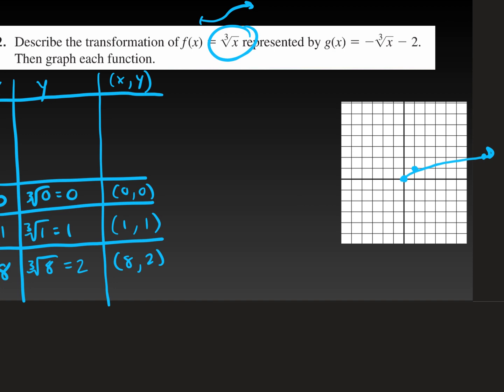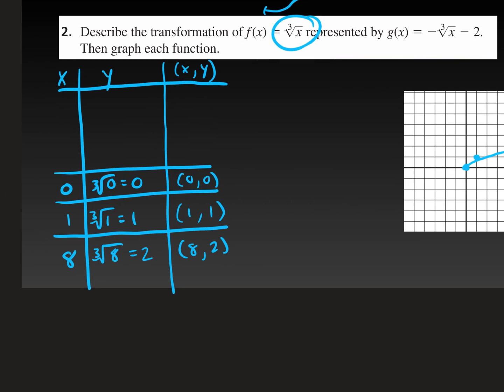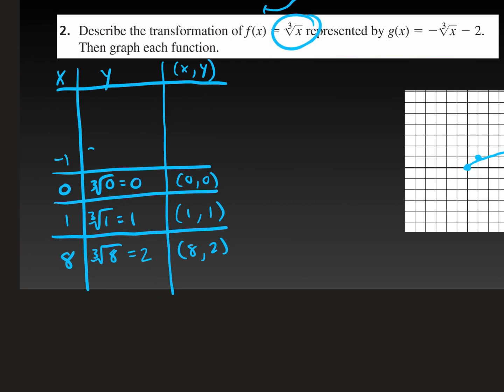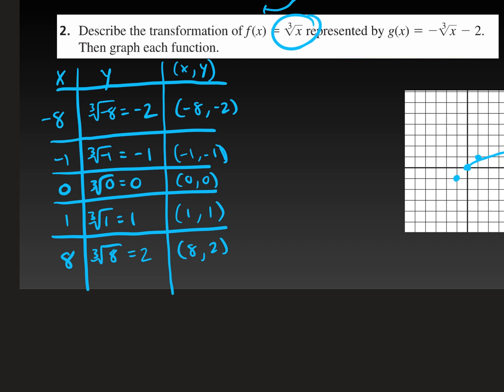What else could I plug in? -1. What's the cubed root of -1? -1. So my other point's -1, -1. So I'm going to go to the left 1, down 1. And what's another point? -8. So I have the cubed root of -8, which is -2. So -8, comma -2. Just go to the left to -8 and down 2.